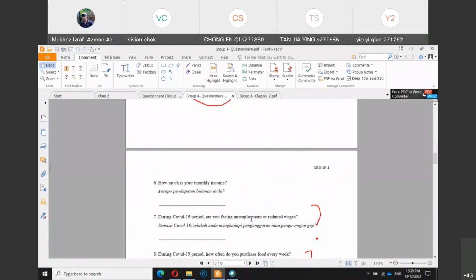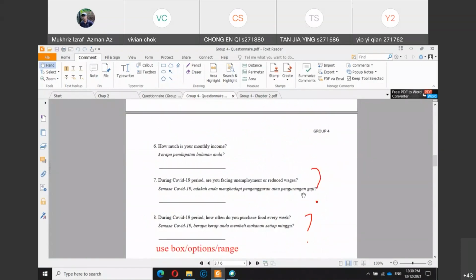So for the English or Malay version, make sure that you translate them correctly lah. "Semasa COVID-19, adakah anda menghadapi pengangguran?" You cannot say "menghadapi pengangguran". This you all translated yourselves using Google lah. Translate sendiri.